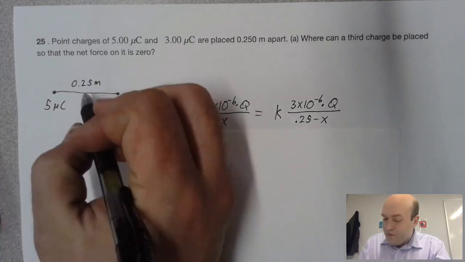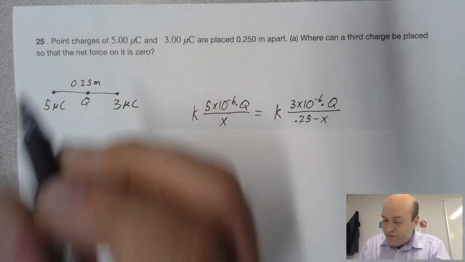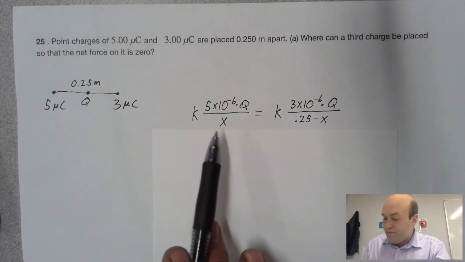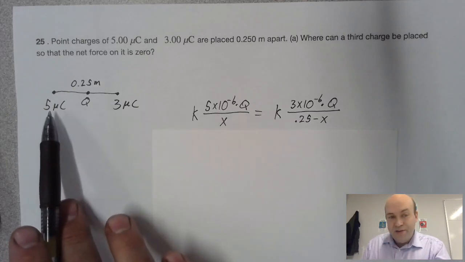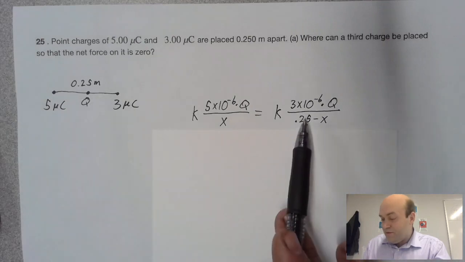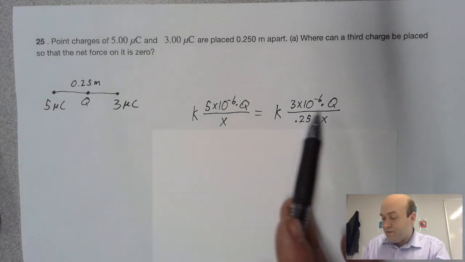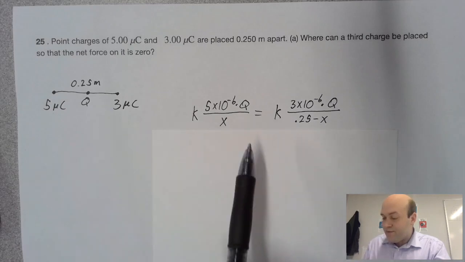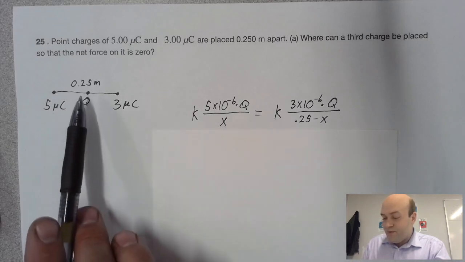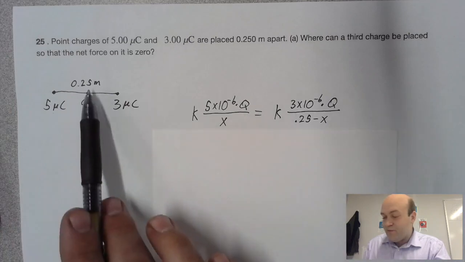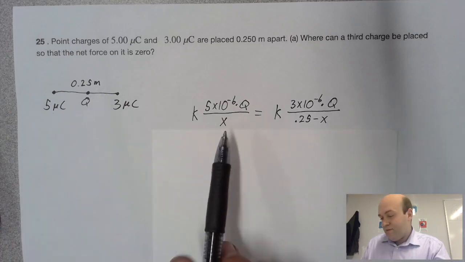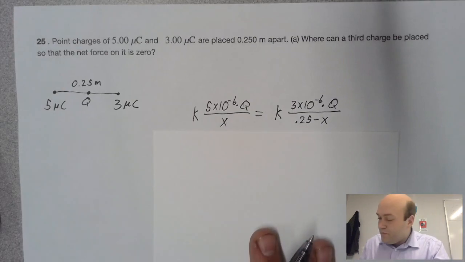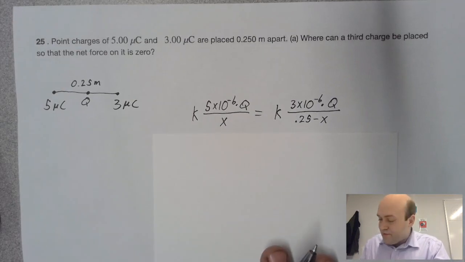If we put another charge Q in the middle somewhere, we want the force from the 5 microcoulomb side to be equal to the force from the other side, the 3 microcoulombs. So we're just going to plug into the formula twice and set them equal to each other. This side we've got the distance being x, and on the other side just 0.25 minus x. So I've plugged into the formula twice, and I want the forces to be equal so that the net force is 0. They cancel out.